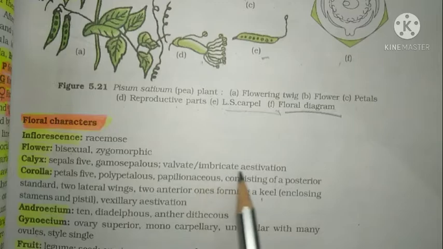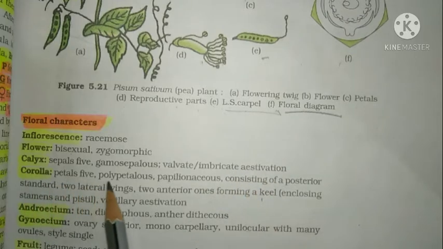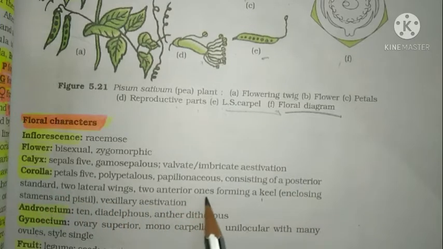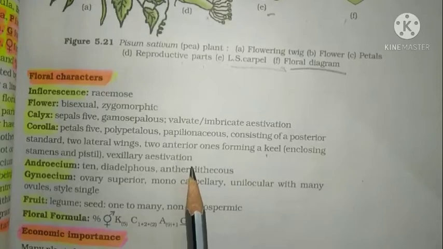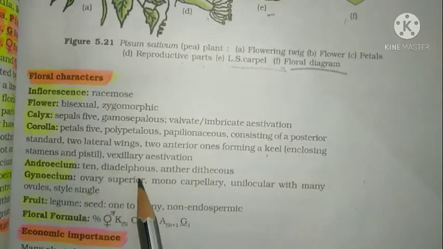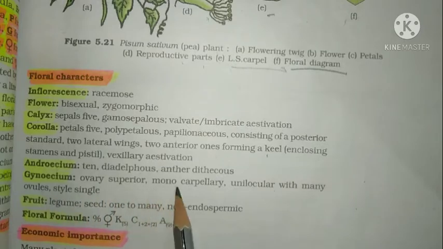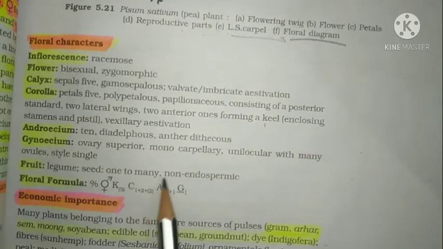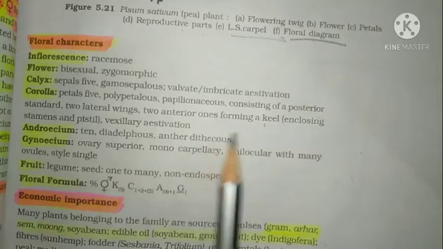gamosepalous, valvate or imbricate aestivation, corolla petals 5, polypetalous, papilionaceous, consisting of the posterior standard, two lateral wings, and two anterior ones forming a keel enclosing the stamens and the pistil, vexillary aestivation, androecium ten, diadelphous, and the anthers dithecous, gynoecium ovary superior, monocarpellary, unilocular with many ovules, style single, fruit legume, seed one to many, non-endospermic.